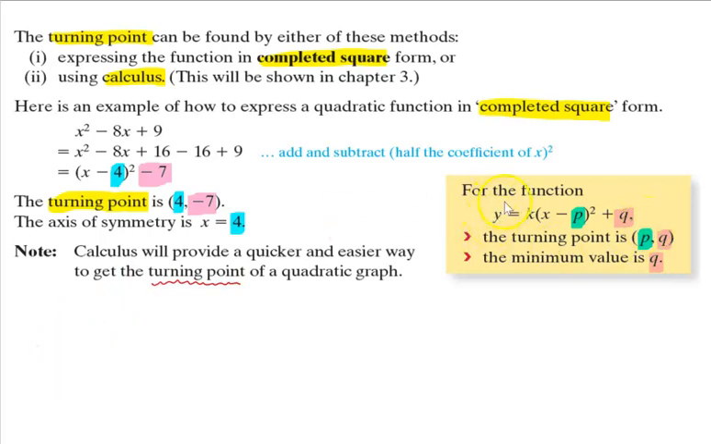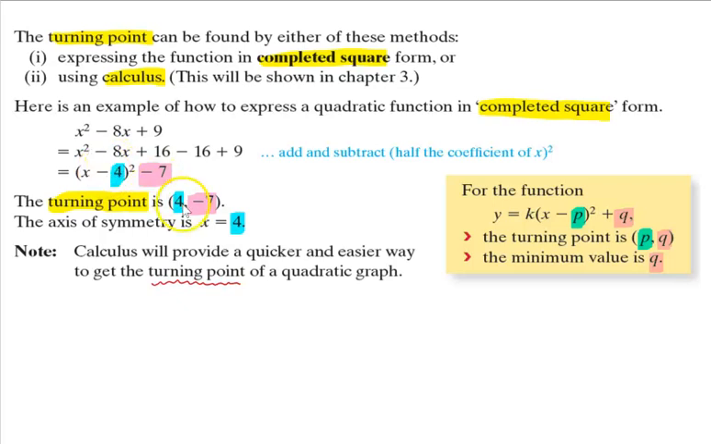So for the function y is equal to k times (x minus p) squared plus q, the turning point is (p, q), and the minimum value is q. So following this format, we have 4 represents the p. So the 4 inside of the brackets becomes the first part of our couple.